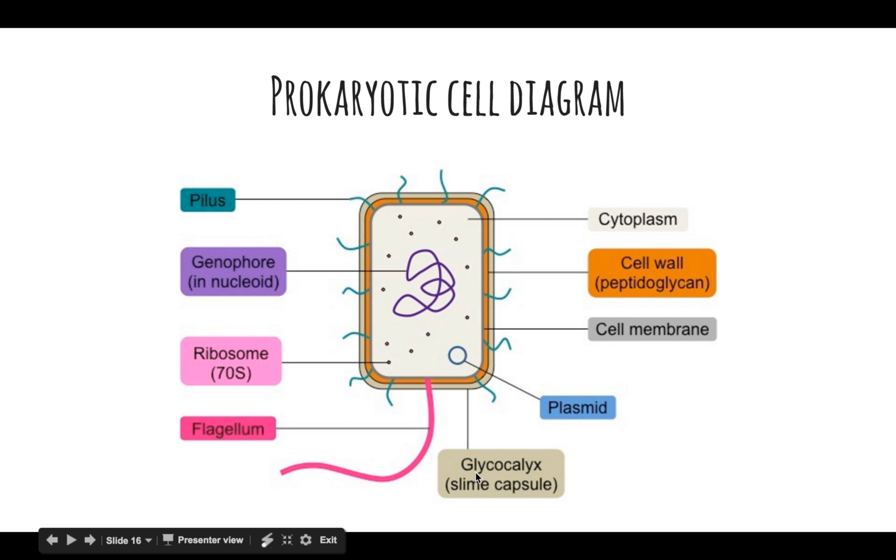It's like glycocalyx. That's just a fancy word for slime capsule. Flagellum is just a simple tail. Ribosome, you must mention 70S when it's a prokaryotic cell. It's just a simple dot. And then there's the nucleoid, which is just a simple loop.